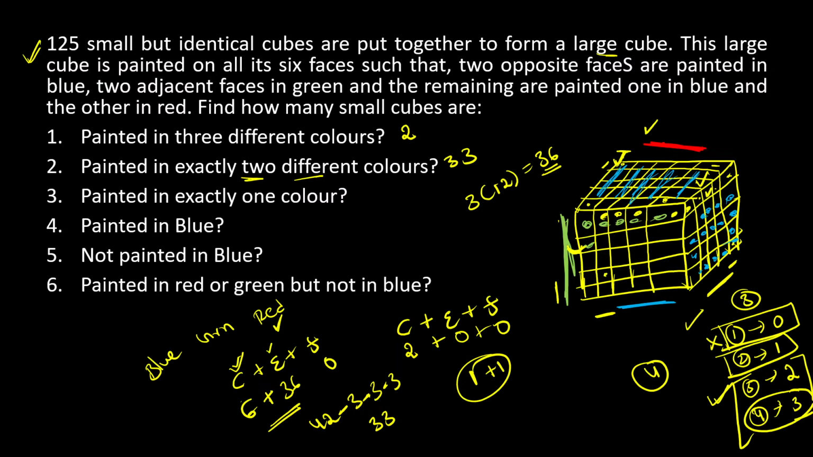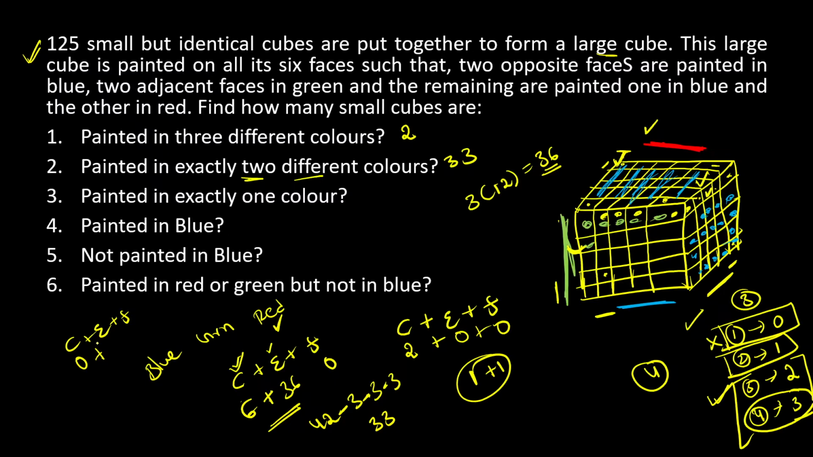Clear? So now the cubes which are painted in exactly one color. Again, we need to strictly follow this order: corners, edges, faces. No corner cube is painted with exactly one color, so we need not bother about this. And then as far as edges are concerned, how many cubes which are kept at the edges but not corners are painted in exactly one color?